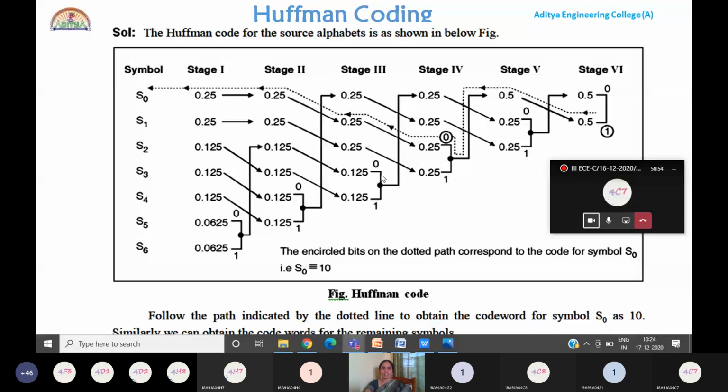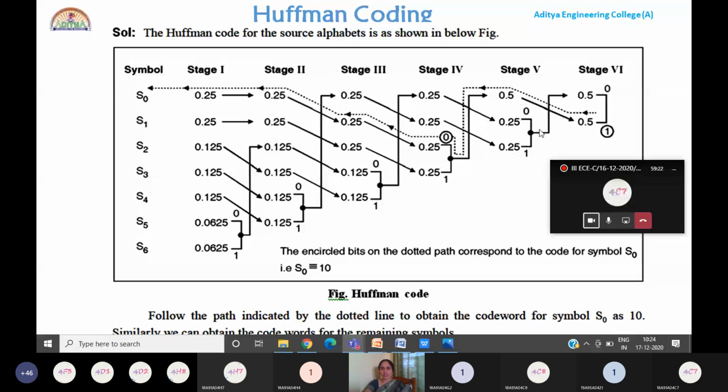And once again in stage 4, the last 2 terms are combined. So 0.25 plus 0.25, how much is it? 0.5. In the probabilities we don't have 0.5 here, so this is the maximum value. While representing in decreasing order, our combined value goes to the highest position, followed by 0.25 and 0.25.